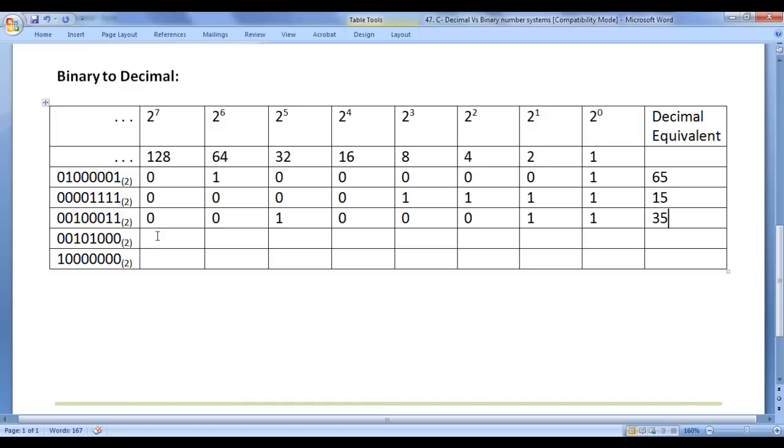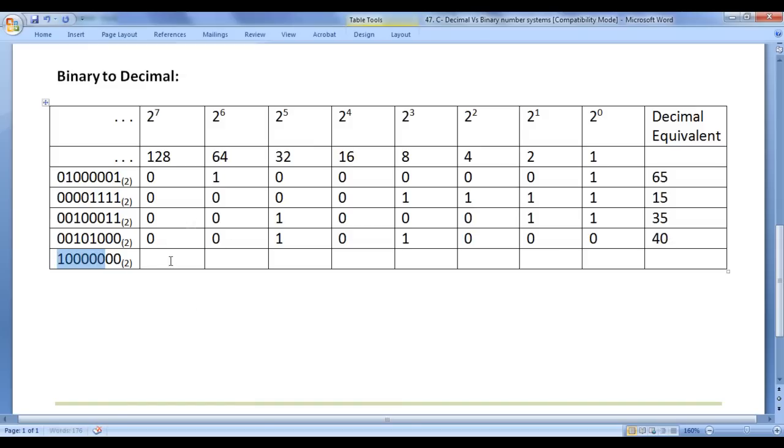Let's convert this. We write 0, 0, 0, 1, 0, 0, 0. Above this one we have 32. Above this one we have 8. So 32 plus 8, 40.